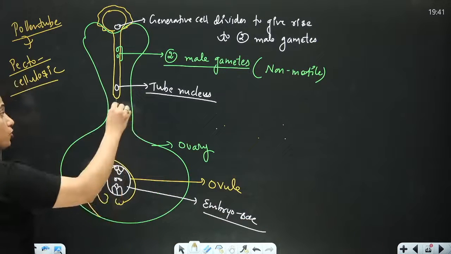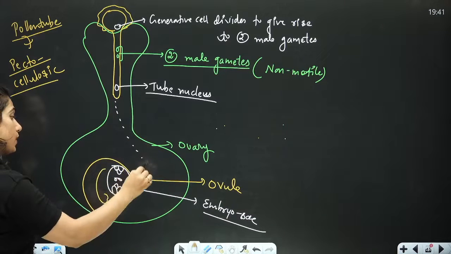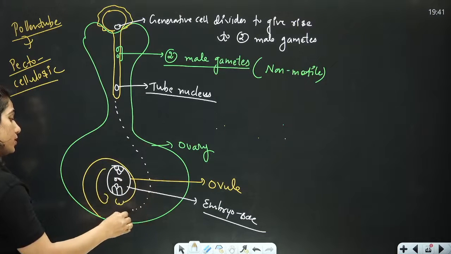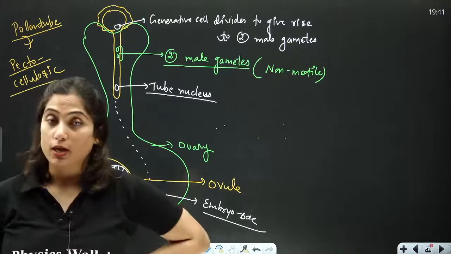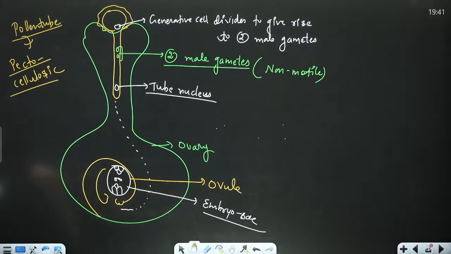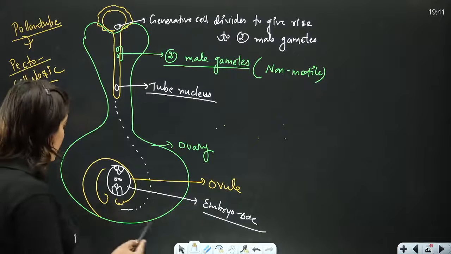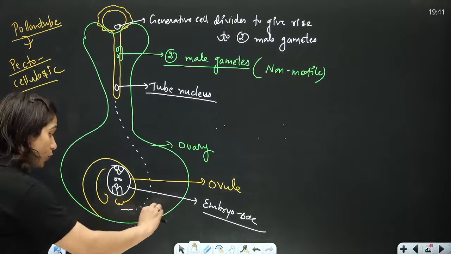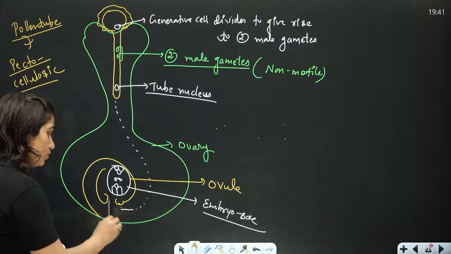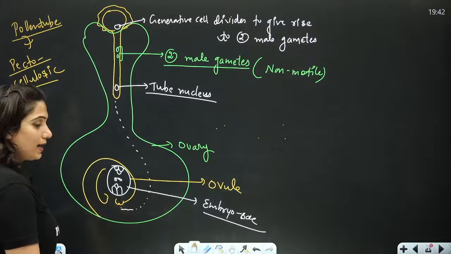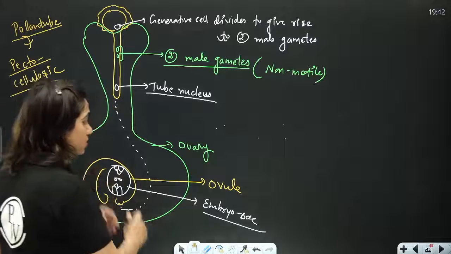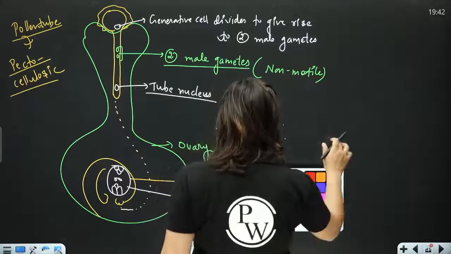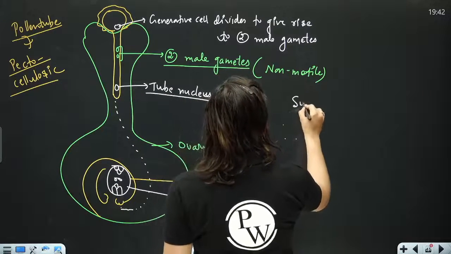So this pollen tube will grow towards the ovule, right? Towards the ovule. But who ensures that the pollen tube will enter into the embryo sac towards the micropylar side only? Who ensures this? Synergids. So now synergids will guide the pollen tube.